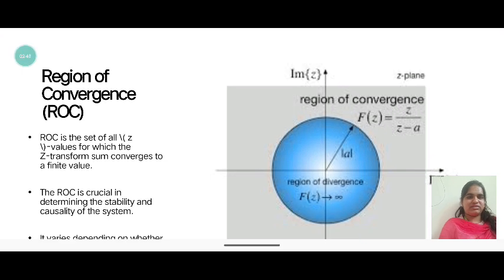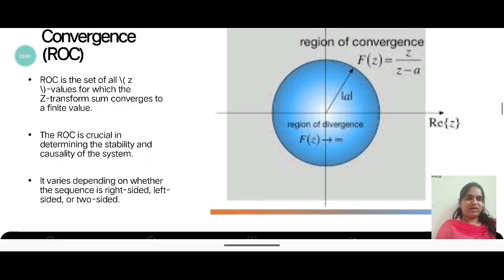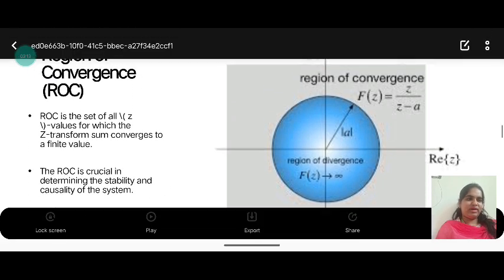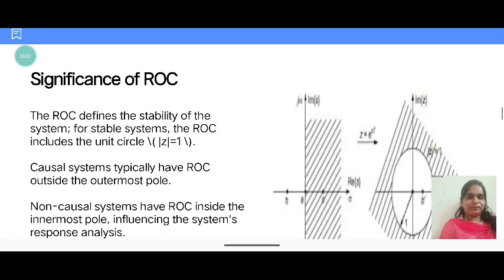What is region of convergence? Region of convergence is the set of values of z for which the Z-transform converges to a finite value. The ROC is crucial in determining the stability and causality of systems. It varies depending on whether the sequence is right-sided, left-sided or two-sided. These are the region of convergence diagrams. The region of convergence for f(z) is infinity. It is always infinity. F(z) equals z by z minus 1, and z minus a region of convergence.